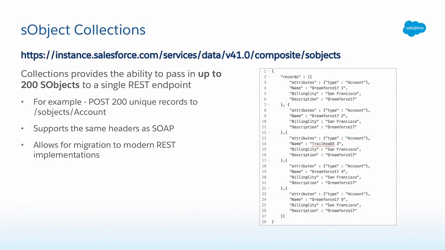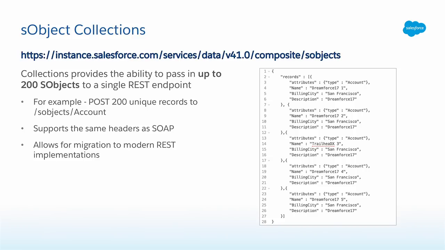Now we have a couple of new composite resources that we've introduced over the last 6 to 12 months, and we're just going to cover those here. First of all is something that we call sObject collections. Hopefully you'll recall when we were looking at the difference between REST and SOAP, that one of the big differences was that SOAP was able to perform operations on 200 objects at a time, whereas REST was typically restricted to just 1. sObject collections is a way to remove that limitation.